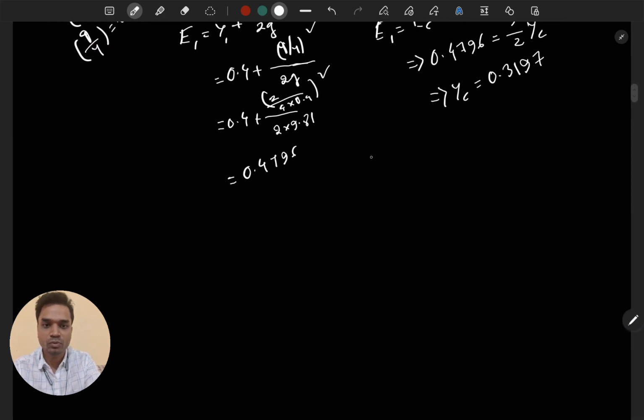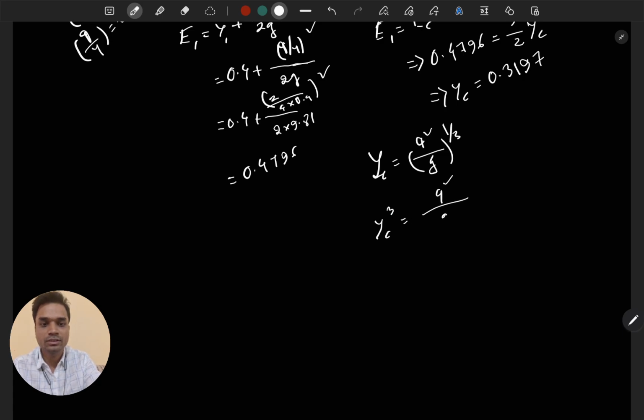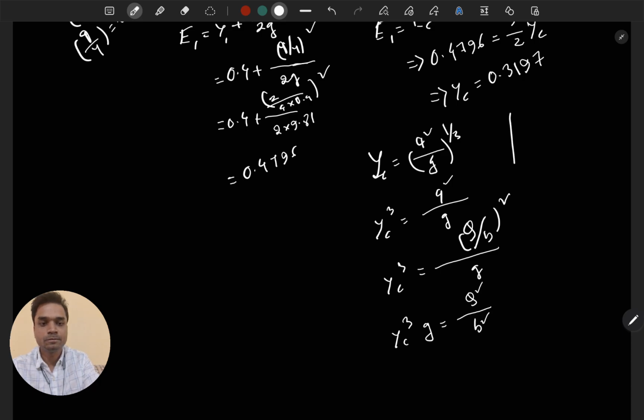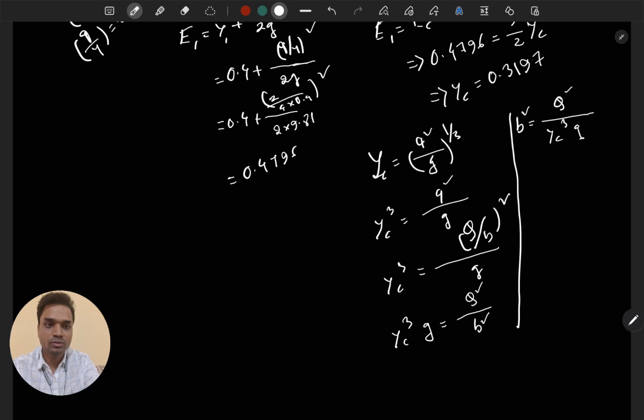In the critical condition, depth YC is equal to (Q square by G) to the power 1 by 3. This is well known to everyone. We write it in this fashion: YC cube is equal to Q square by G, where Q means q by B whole square by G equal to YC cube. We can write that as YC cube into G equal to Q square by B square. Then B square equal to Q square by YC cube into G.